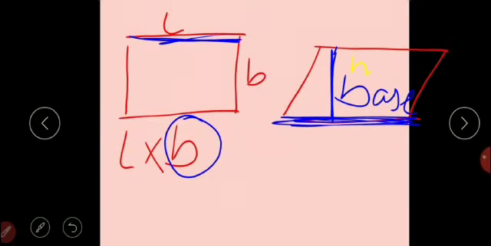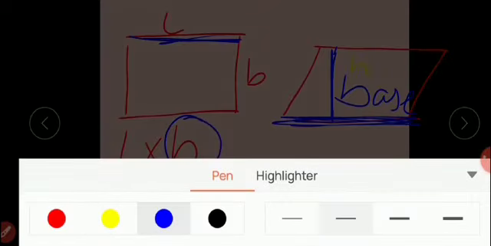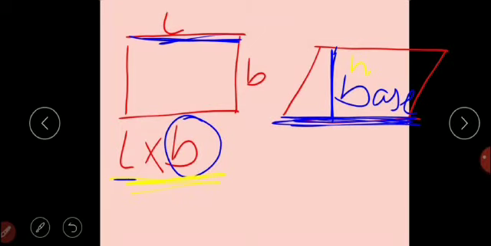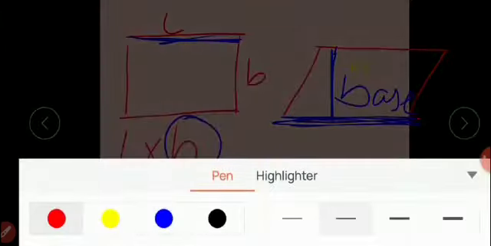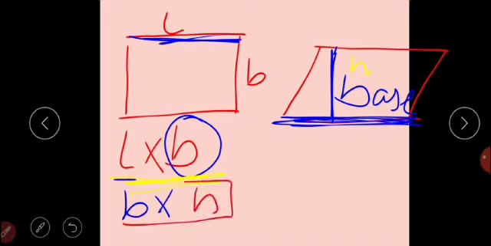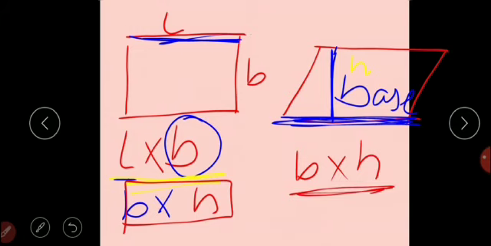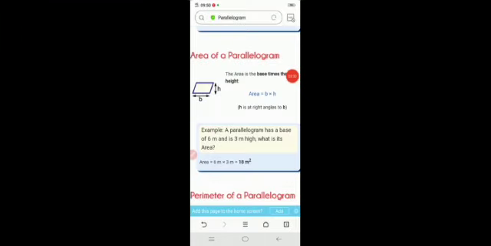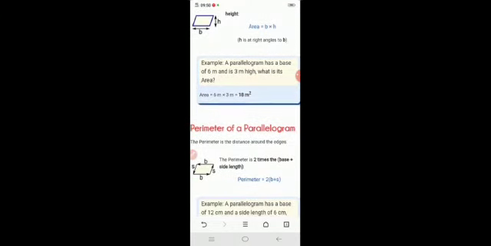So if I just follow this statement, length and breadth, and put the values instead, I know that in the parallelogram the length is the base, and the breadth is actually the height. So the formula for the parallelogram is actually base multiplied by height. That's the formula for the area of a parallelogram. So as we have looked into this, the area of a parallelogram is basically base into height. So now let's calculate the area using this concept.